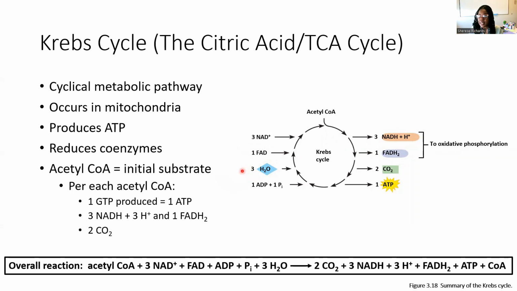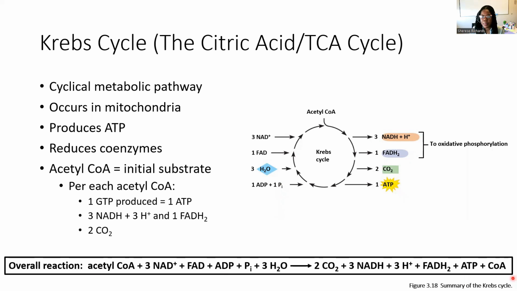We're also going to invest some water, so 3H2O, and then we're going to yield more carbon dioxide as a waste product here. And then finally, probably the most important yield is going to be one ATP molecule, and we had to invest one ADP and one phosphate, okay?